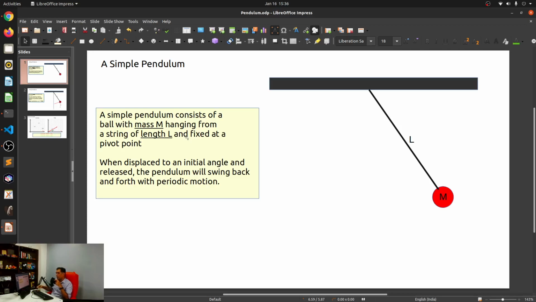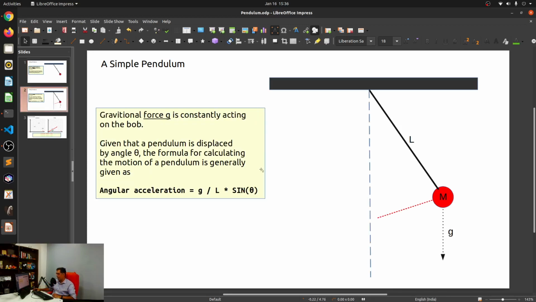A simple pendulum consists of a ball with mass m hanging from a string of length L at a fixed pivot point over here. And when displaced to an initial angle and then released, the pendulum will swing back and forth with periodic motion. All right. That's as simple as it can get.